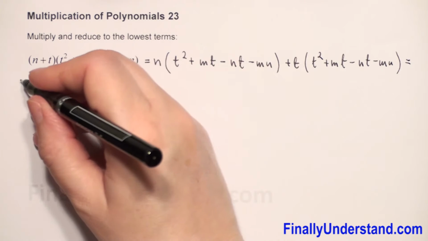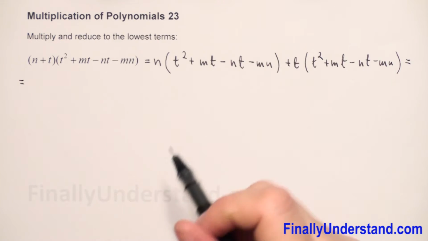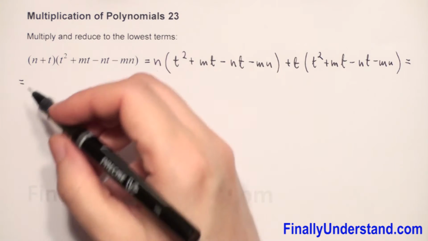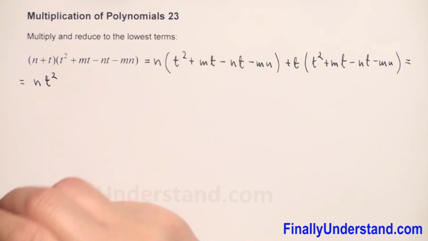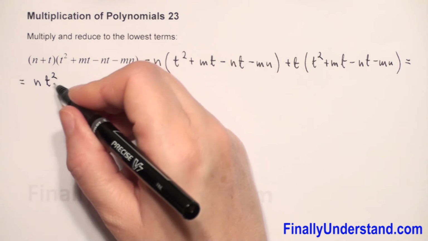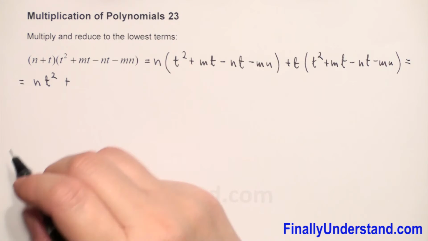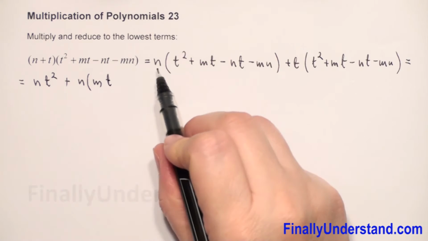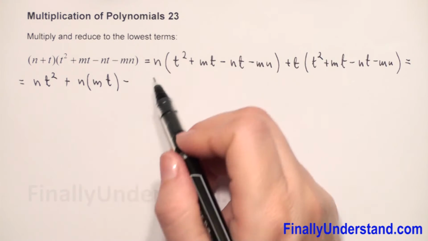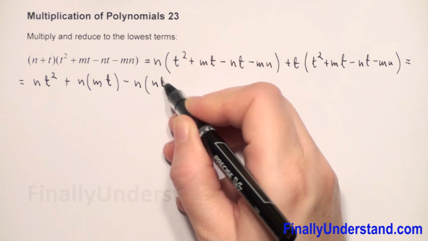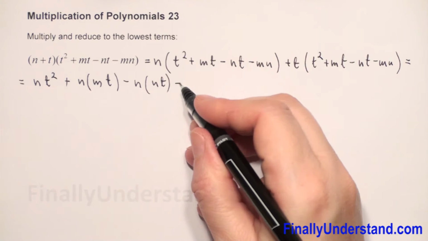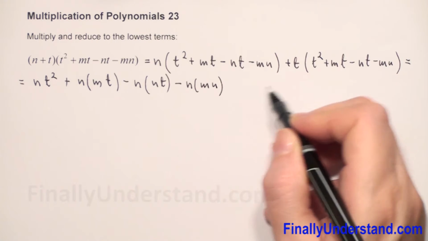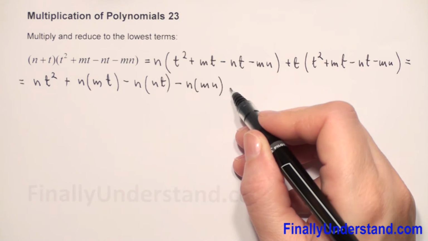So this is equal. Now we have to use distributive law of multiplication. First we have to distribute n over each term in the polynomial. So we have n times t squared. Next we have positive times positive, so it will be positive sign. n times mt. Positive times negative, so it will be negative sign. n times nt, and positive times negative will be negative. When we don't have signs, always positive. n times mn.